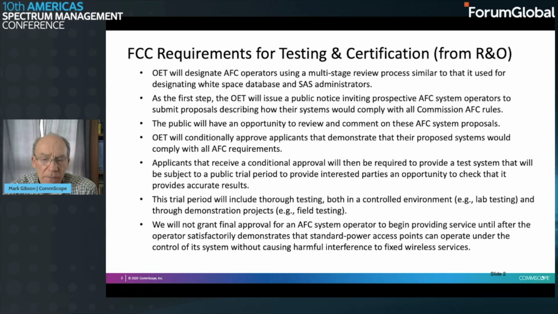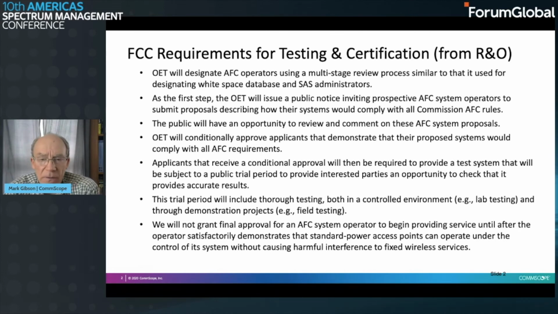And then, and it could be concurrent with the public trial, there will be testing in the lab. The lab testing will precede the public trial, but then there will be a demonstration project or field testing. And for those out there that were familiar with what we did in the CBRS world with the SAS, it would be similar, we think, to what was the initial commercial deployment step. And then the commission will not grant any approval to any AFC unless they can prove that deployment of standard power devices will not cause interference to anything that's operating out there right now. So that's how they laid it out in the report and order.